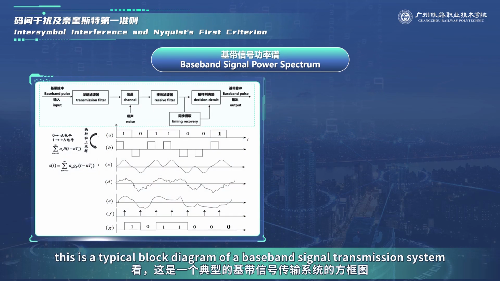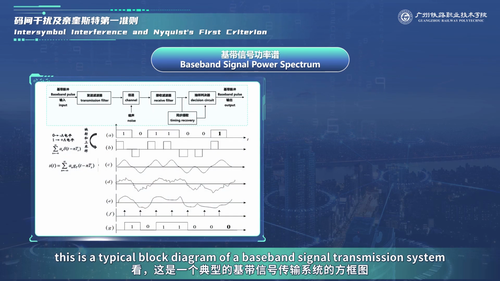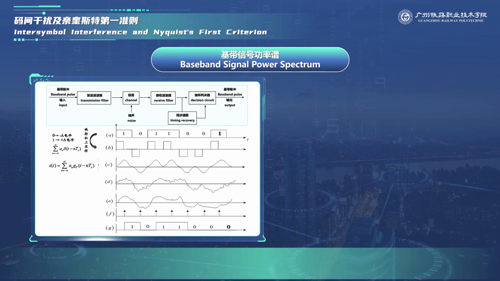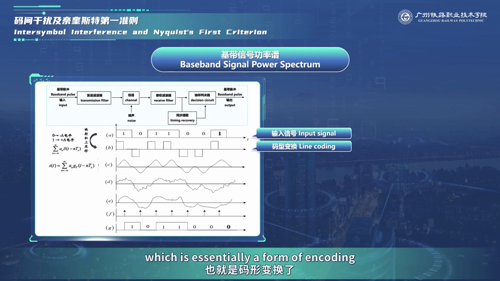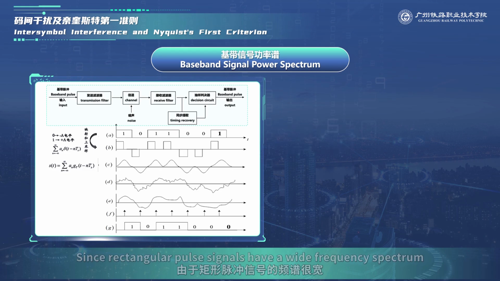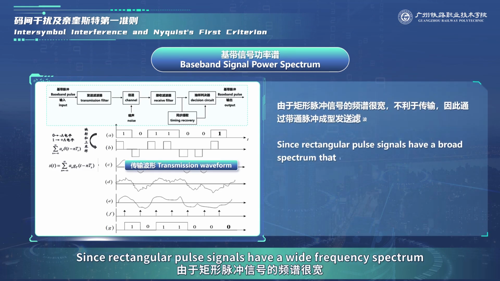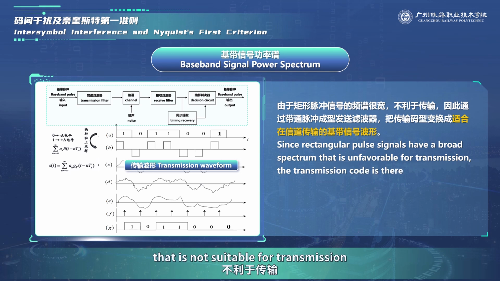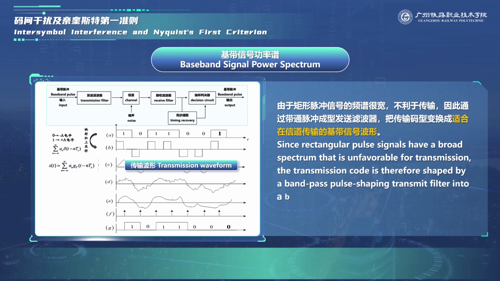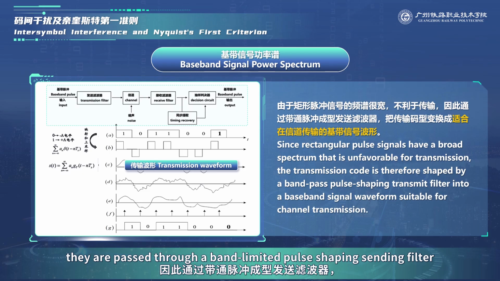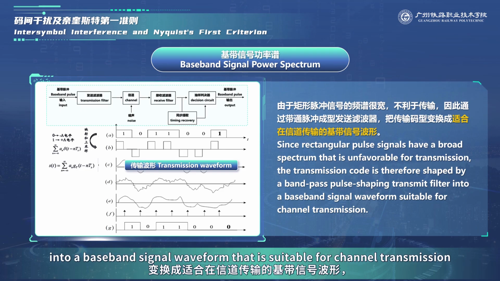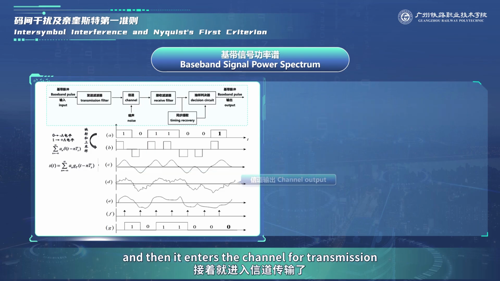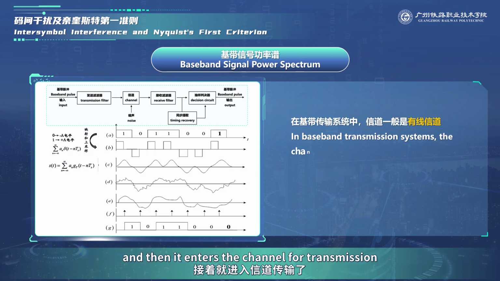Students, this is a typical block diagram of a baseband signal transmission system. It takes the input signal and performs symbol mapping, which is essentially a form of encoding. Since rectangular pulse signals have a wide frequency spectrum that is not suitable for transmission, they are passed through a band-limited pulse-shaping sending filter, which transforms the transmission code into a baseband signal waveform that is suitable for channel transmission, and then it enters the channel for transmission.